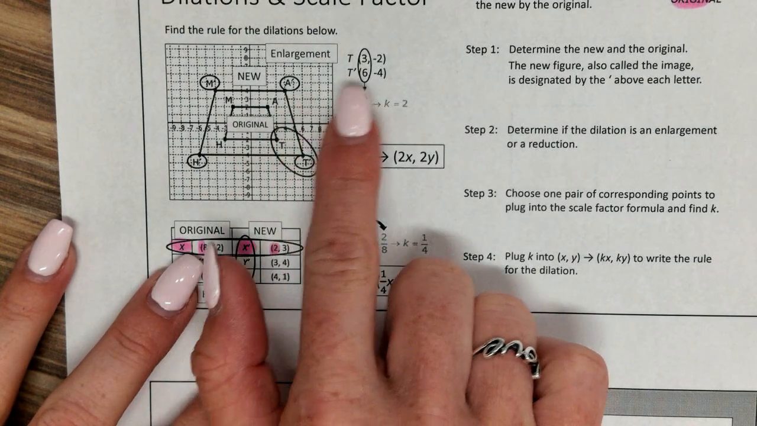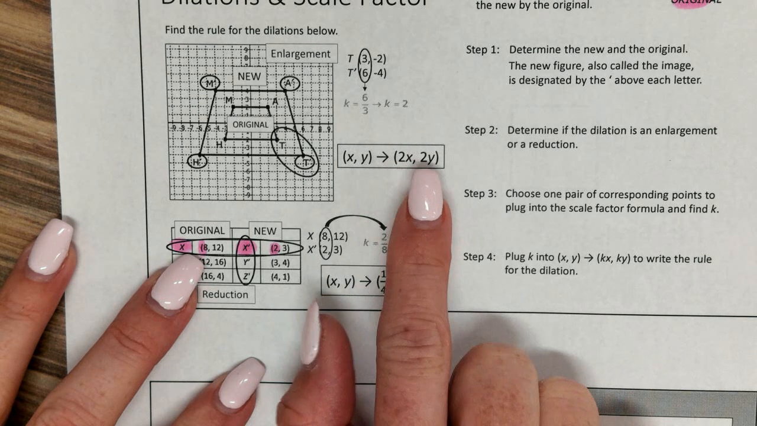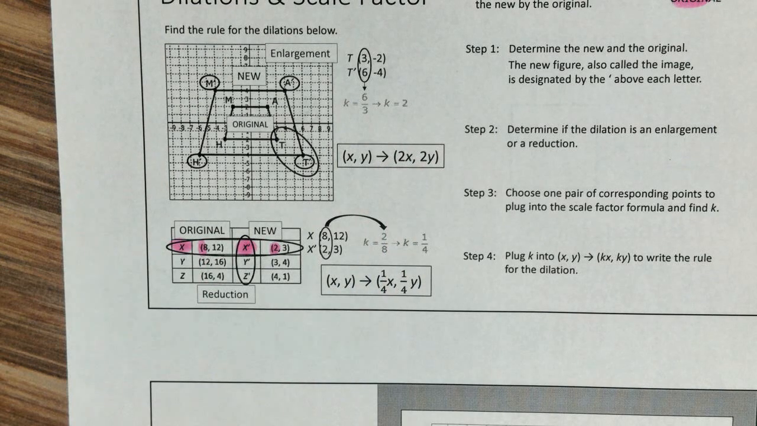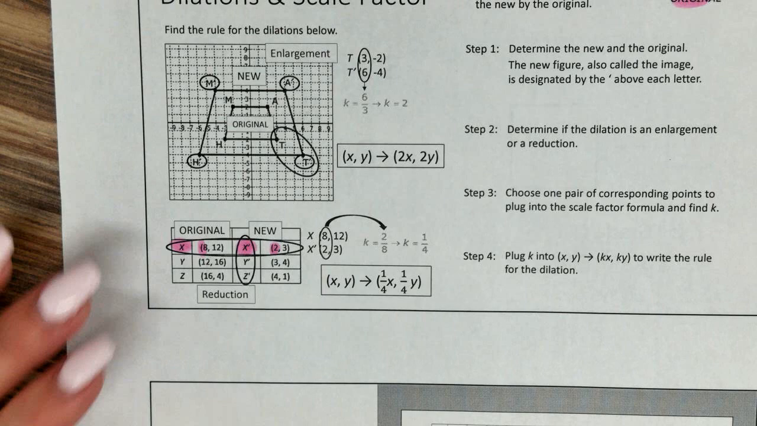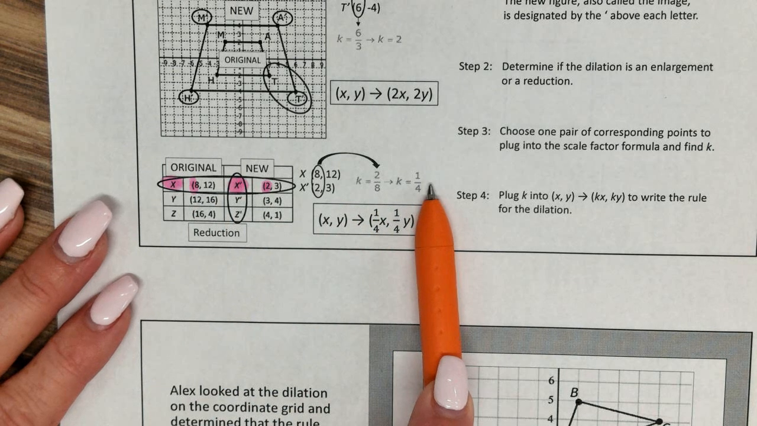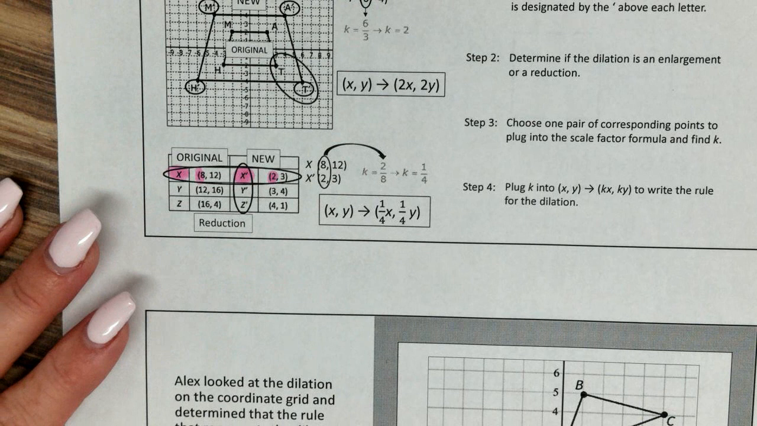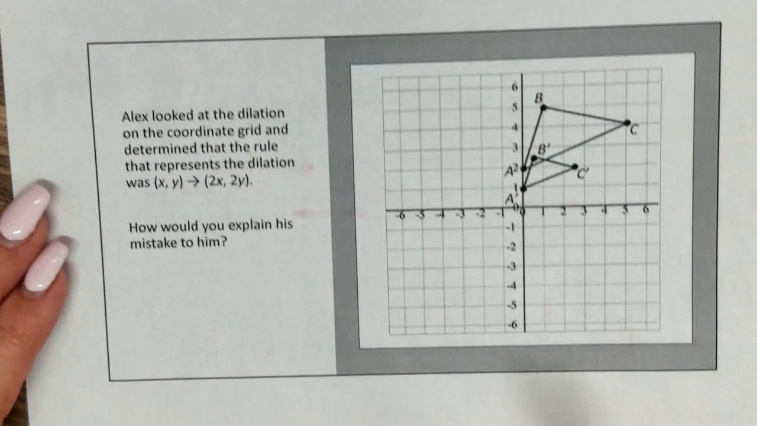So up here they did 6 over 3, which simplifies to 2. So your rule would be 2 times x, 2 times y. You're about to do this on your own, so make sure you're paying attention. If you're asked to write a rule, find the scale factor, and then it shows 2 times x, 2 times y. Or right here, look what it was. 2 over 8 simplifies to 1/4, so 1/4 x, 1/4 y. Are we good?